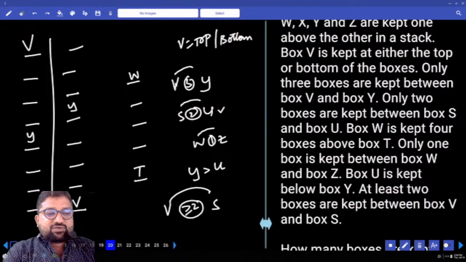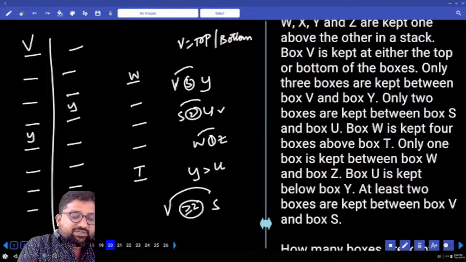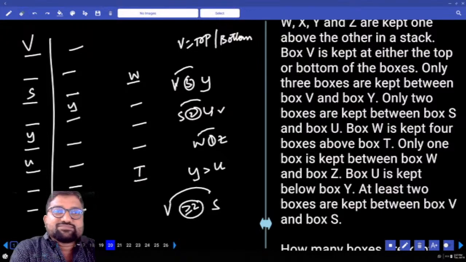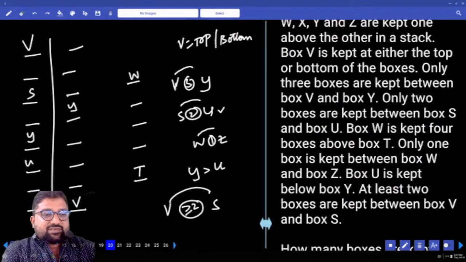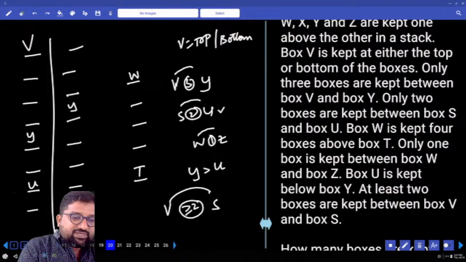2. Where should I go for U? If I go for U here, 2. Then this is S. I have a problem. Condition is not satisfying. What is the condition? More than 2. So the minimum number should be 3. If I put U here, this is S.